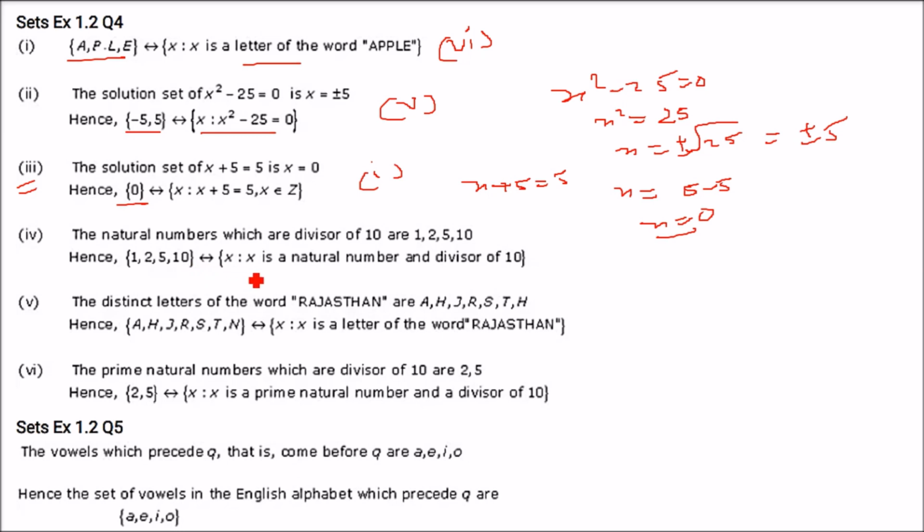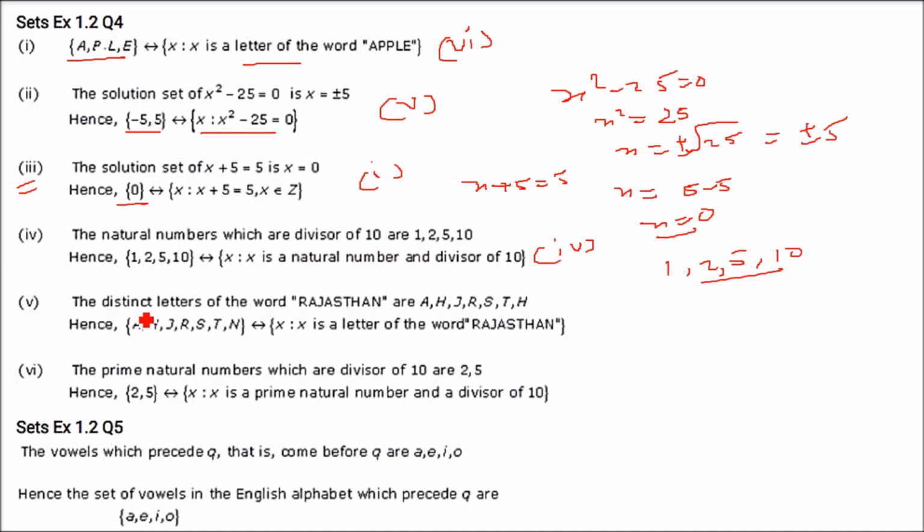1, 2, 5, 10. So if you see on the right hand side, we get X is a natural number and divisor of 10, which is the fourth one. So we have a natural number and divisor of 10. So 1, 2, 5, 10, all these numbers are actually dividing 10 and they are natural numbers also. So we go with the fourth one.